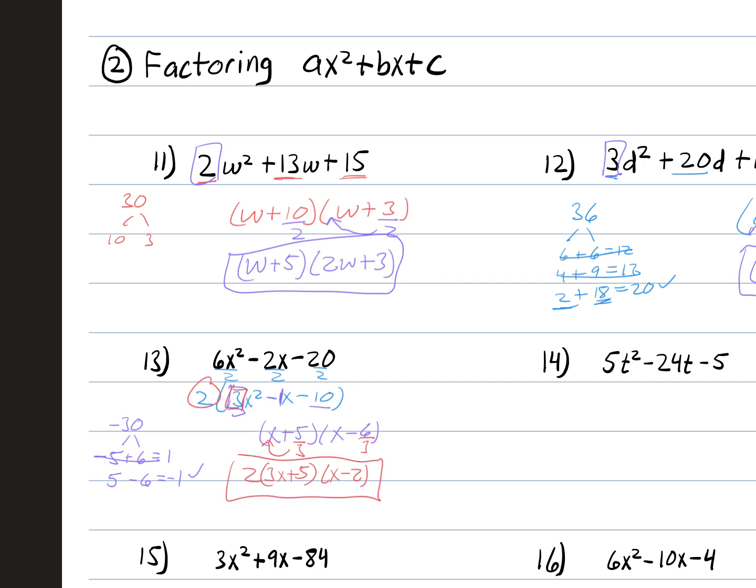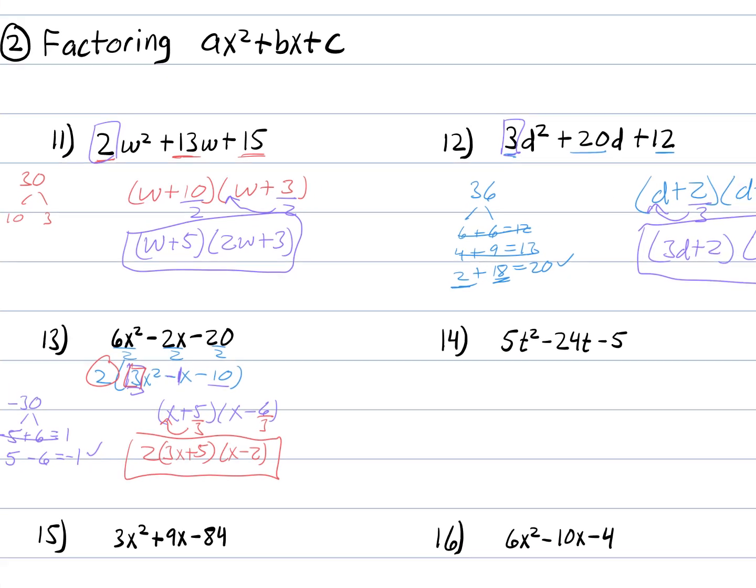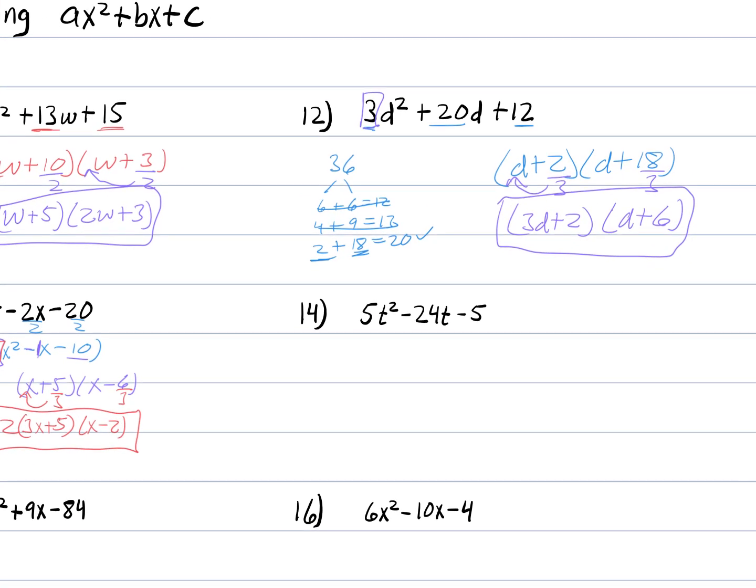All right. Now, the next one, same idea, right? 5, 24, and 5 don't have a common factor, so I'm going to just multiply a times c. 5 times negative 5 is going to get me a negative 25. I need factors of negative 25 that add to negative 24.